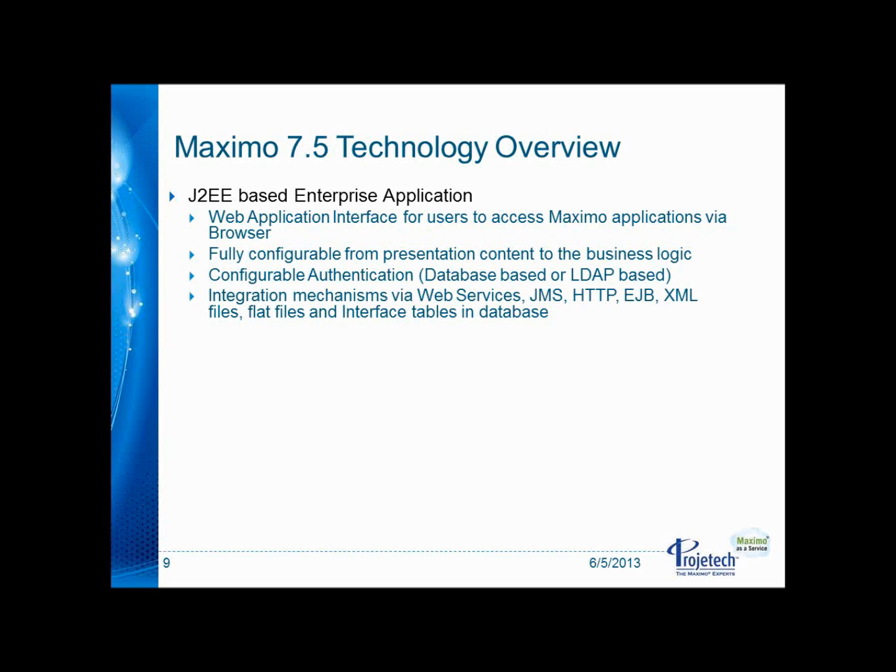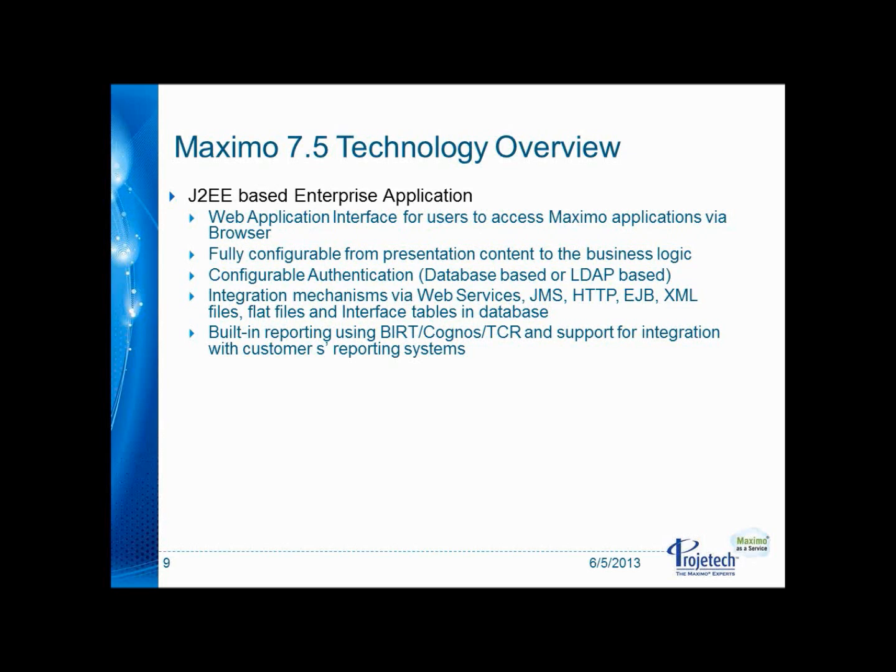There are integration mechanisms that are available with Core Maximo now. We refer to that as the integration framework, and this used to be referred to as the MIA or the MIG in older versions of Maximo, and you typically had to purchase it separately, and it was fairly expensive from what I recall, but it is now part of the Core Maximo. So we can integrate using these tools provided with the integration framework via web services, JMS queues, HTTP, EJB, XML files, flat files, and interface tables in the database.